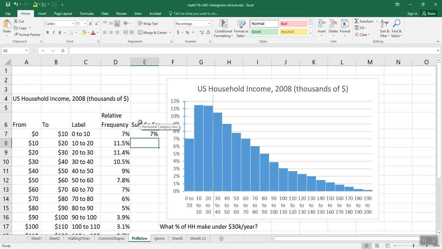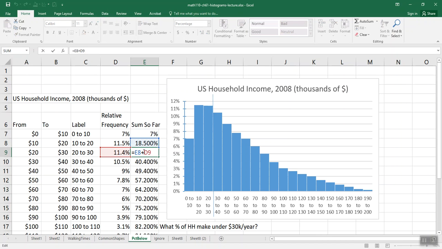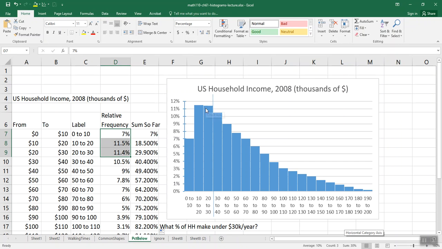Just start with the 7% and then say on this row, how many households make less than $20,000 a year? That would be the 7% plus the 11.5%. And then if I fill that down, here I've got the previous value, which was the 7 plus the 11.5, plus another 11.4. So altogether I get 29.9, which is basically what Excel was giving me with the 30, although that was a little rounded. It also depends on exactly how you eyeball the numbers, which isn't all that important.